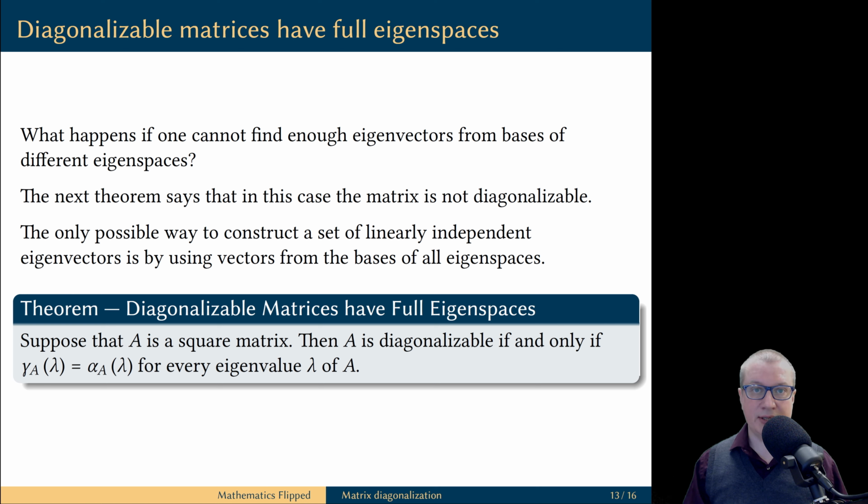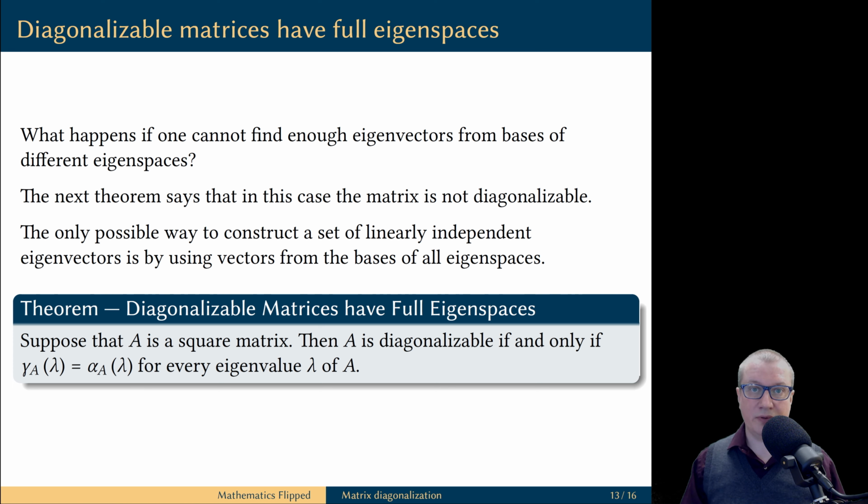A square matrix is diagonalizable if and only if the geometric multiplicity of each eigenvalue is equal to the algebraic multiplicity of each eigenvalue. Let me put this result in perspective. In one of the previous videos, we showed that the geometric multiplicity of each eigenvalue does not exceed the algebraic multiplicity of each eigenvalue. Also, we know that algebraic multiplicities of all eigenvalues add up to n, the size of the matrix. Therefore, the only way for us to find sufficiently many vectors in the basis of the eigenspaces is for the sizes of all these bases to add up to n as well.